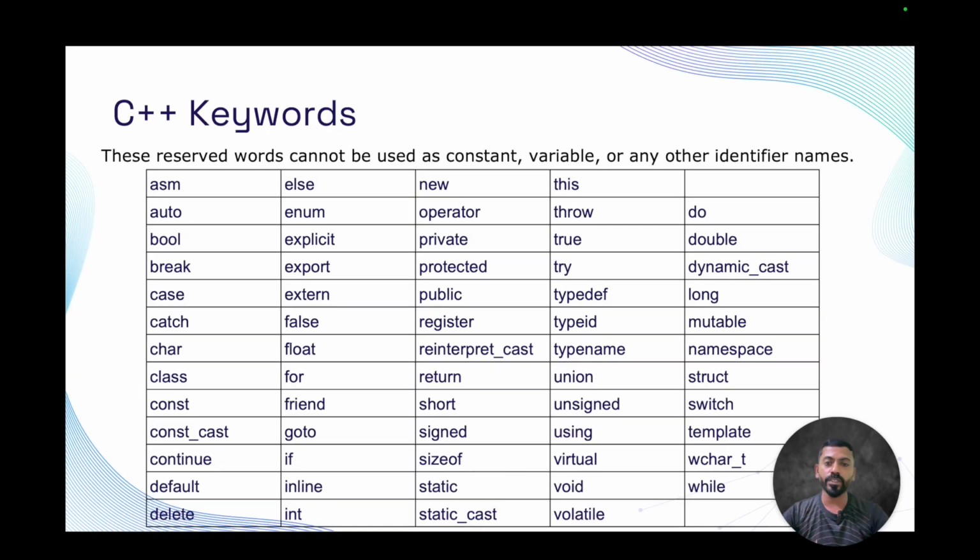The next important concept is called keywords. Keywords are reserved words. Each and every keyword has a separate meaning, and basic data types are also included in the keywords. Keywords are reserved words, and you should not use them for any other purposes.